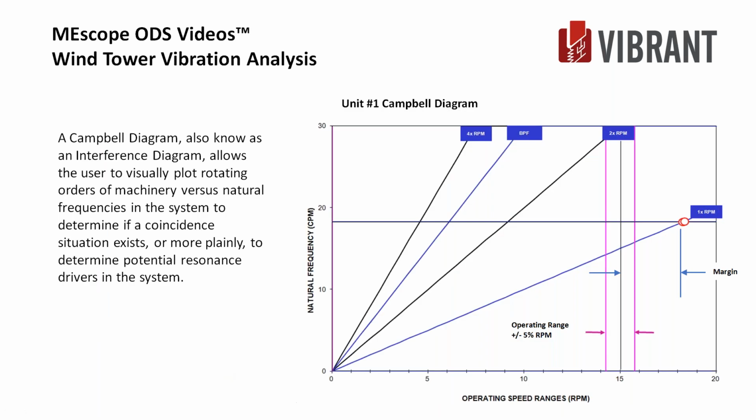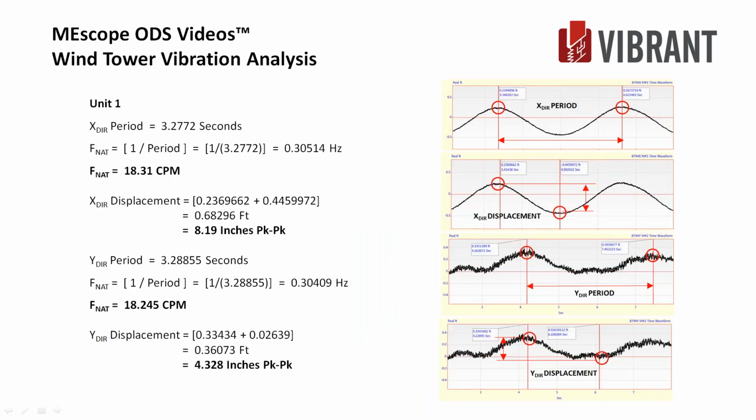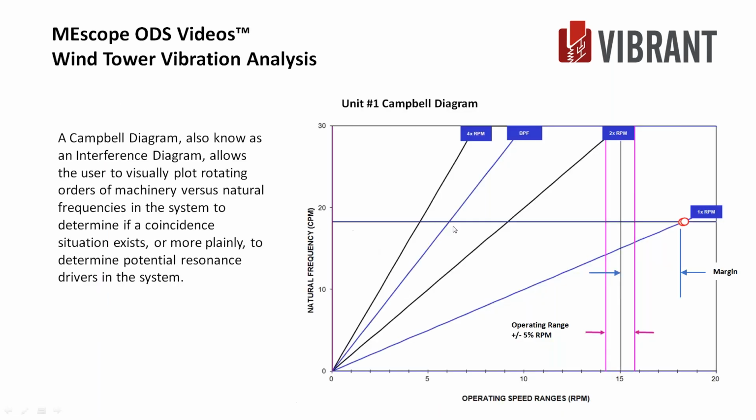When we're done, we plot all this information in a Campbell diagram. If you're not familiar with this, it's basically a plot of frequency versus frequency. So the natural frequencies are plotted as horizontal lines, and these are the 2 that we just calculated, the 18.31 and the 18.24. They're plotted as the horizontal lines here.